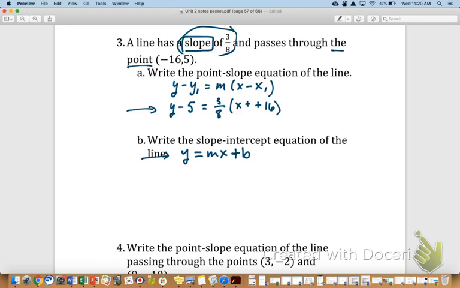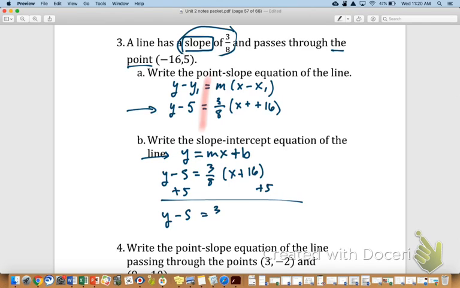Caroline, let me see if I can give you a little more help. Right now on the left side, is the y by itself? No. What's with it? The negative 5. How do you get rid of minus 5? Add 5. You add 5, right? So couldn't I just go plus 5 to both sides? This will give me y minus 5 equals 3/8 times x plus 16. Oops, sorry, I added the 5 over. I could go y equals 3/8 times x plus 16, plus 5.